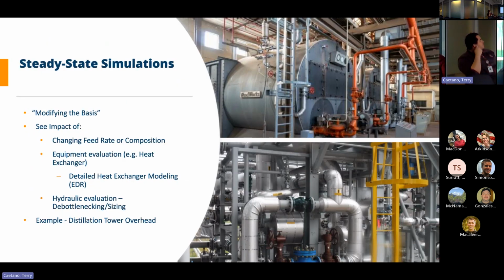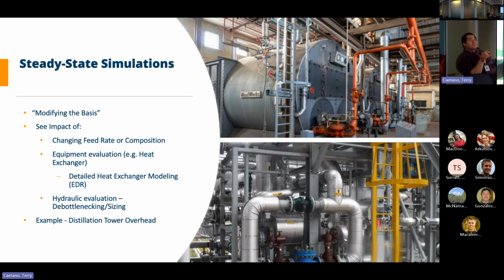So steady state simulations. I like to think of this as modifying the basis. We're going to have a set simulation on whatever existing basis and data, and then we're going to look at, like I said before, a point change. We might modify the feed rate to look at throughput changes. We might modify the composition. We might want to look at a specific piece of equipment, which we'll look at in a case study I have in a second, where you want to modify some aspect of that heat exchanger or pump and see how that would impact the rest of the process. You can use it for hydraulic evaluation and debottlenecking.